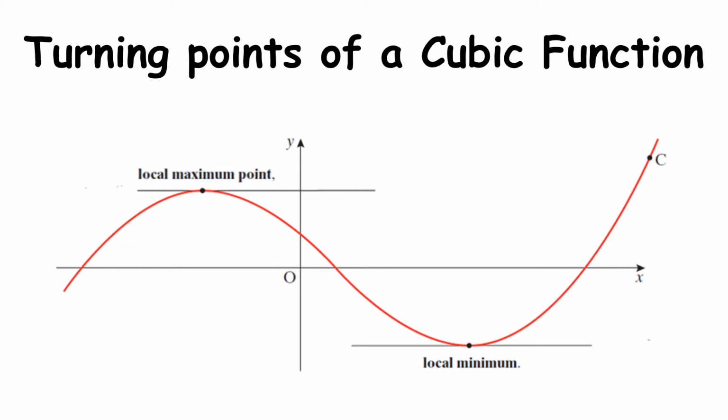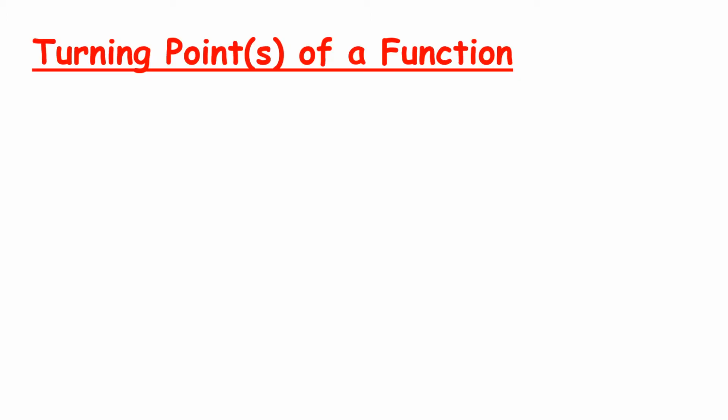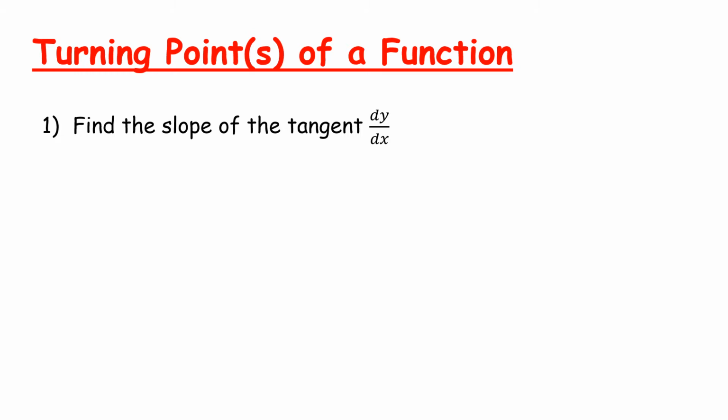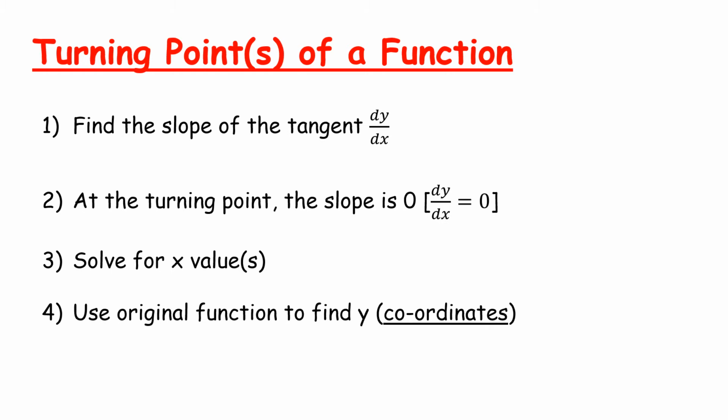If we look at a cubic function then, most cubic functions, and I say most because you don't have to have two, are going to have a minimum and a maximum point. And we need to be able to work out not only the two points, but which one is which. So in order to find the turning points of any function, you find the slope of the tangent, which is dy dx. At that turning point, you know the slope is 0, so you let dy dx equal 0. You solve for your x values, and then you plug those x values back into your original function to find the second coordinate, the y piece.